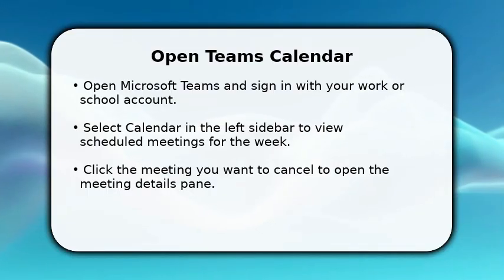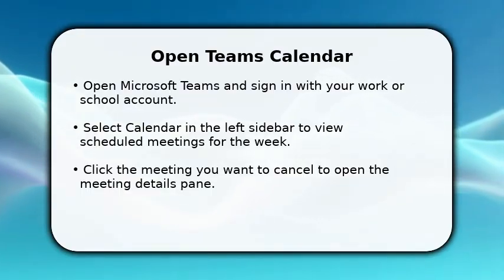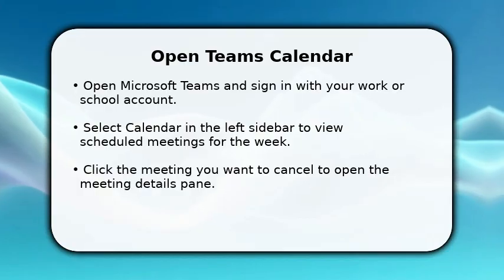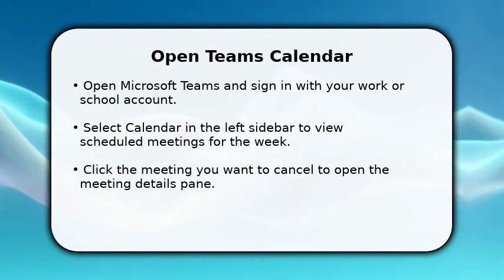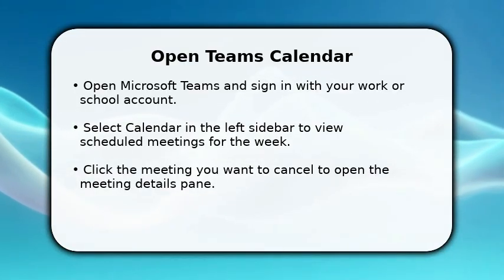Open Microsoft Teams and sign in with your work or school account. Select Calendar in the left sidebar to view scheduled meetings for the week. Use Day, Week, or Month view to locate the meeting faster.